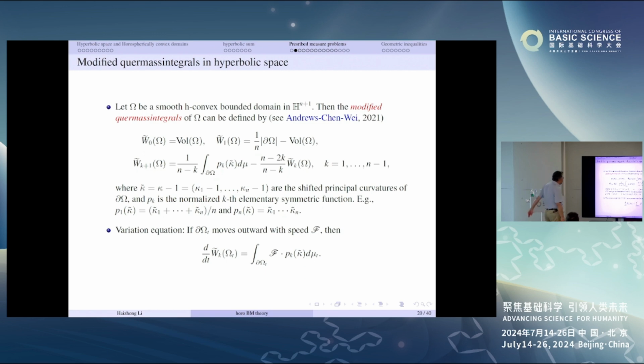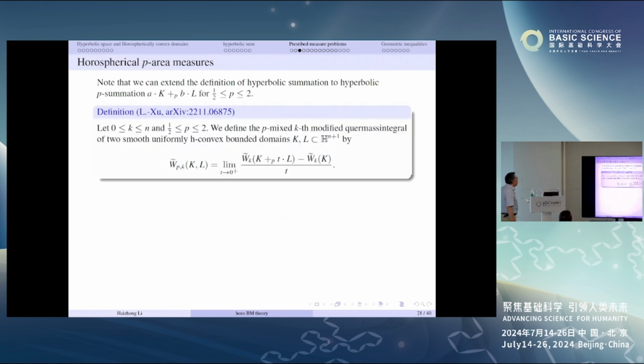In Brunn-Minkowski, and in the paper by Haizhong and Kwok, they make some variation. They can calculate that if we vary the domain with speed function f, then the derivative of W_k tilde equals the integral of f times P_k tilde. Using this, with my former student Botong Xu, who is now doing his postdoc in Israel, because we have the summation, we can define the p-summation and introduce the measure.